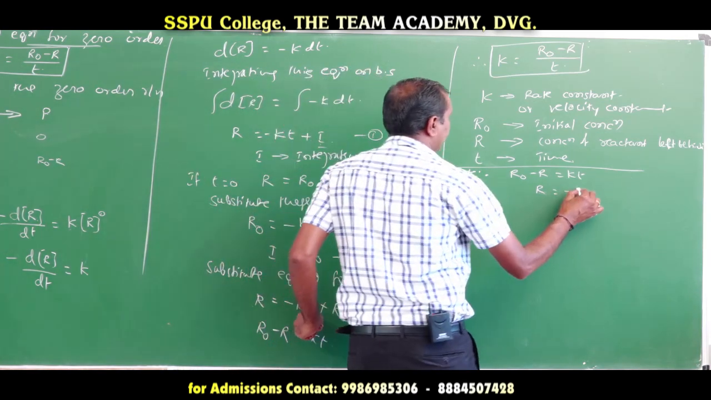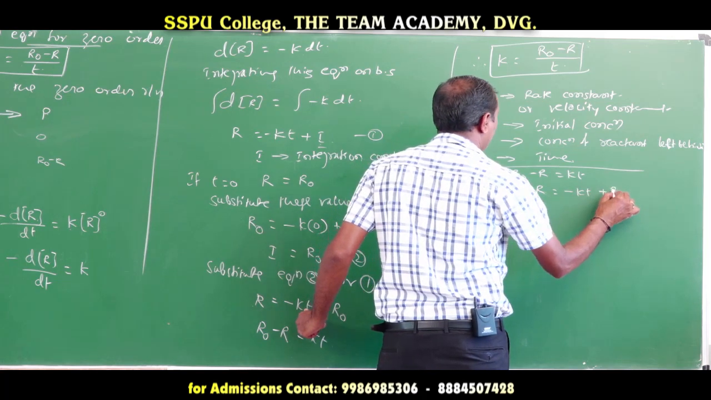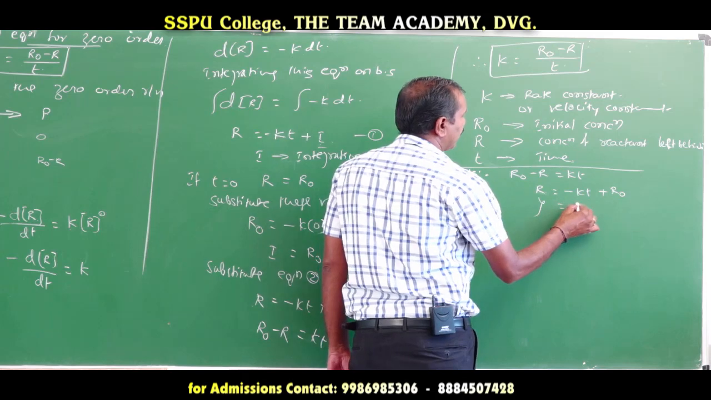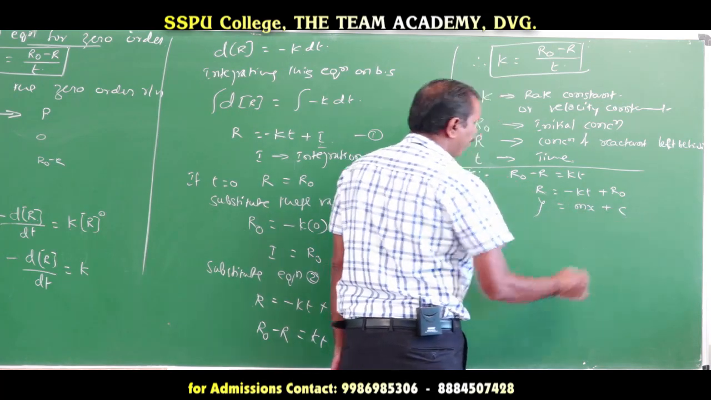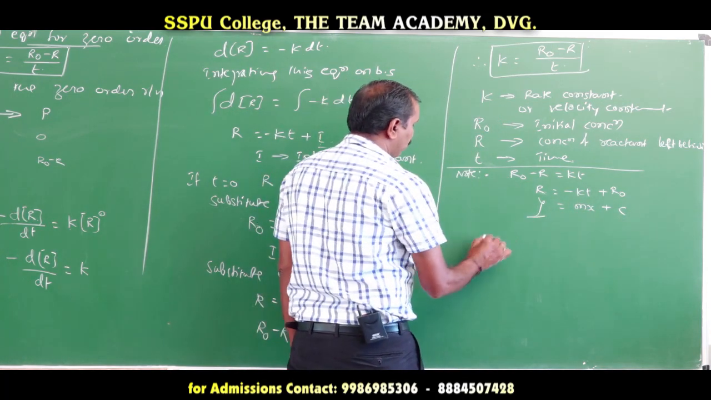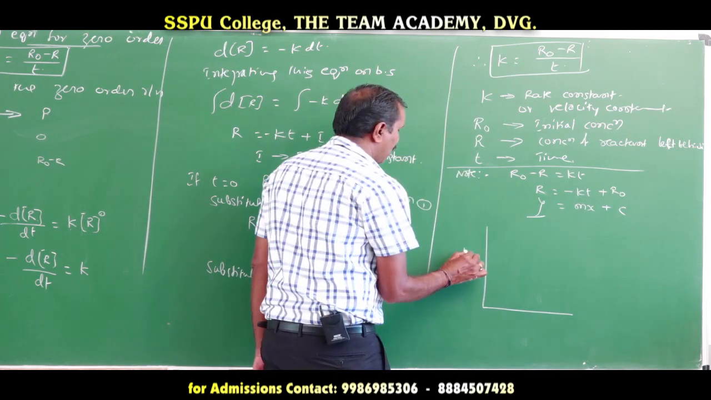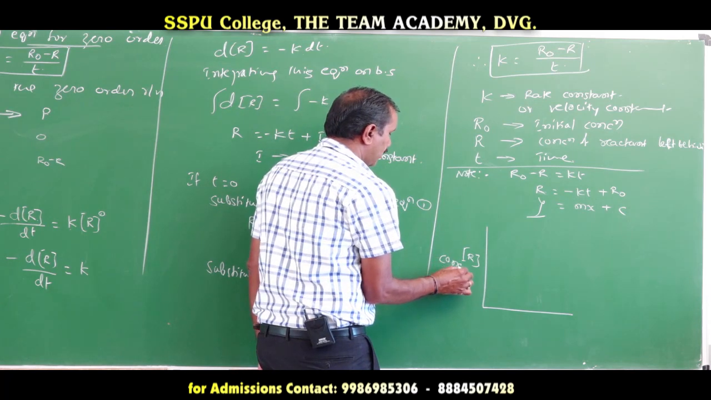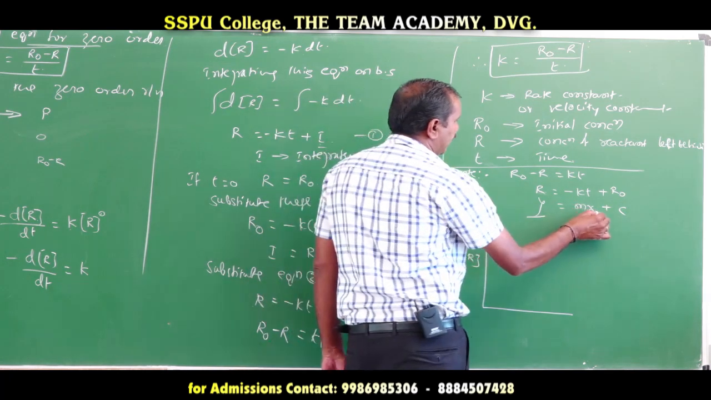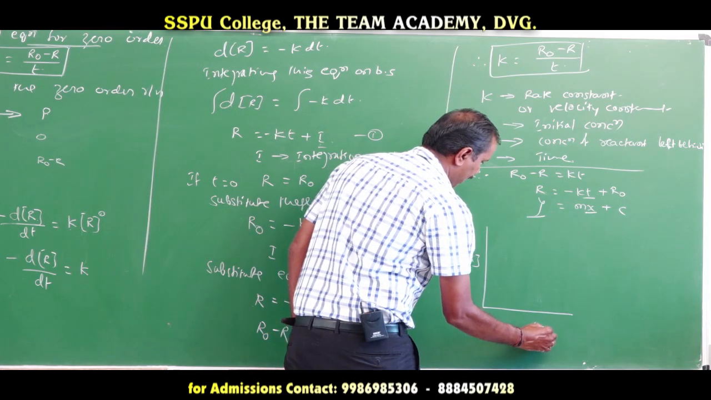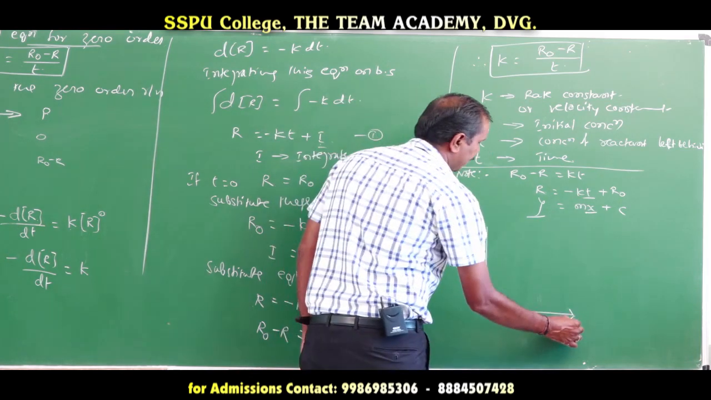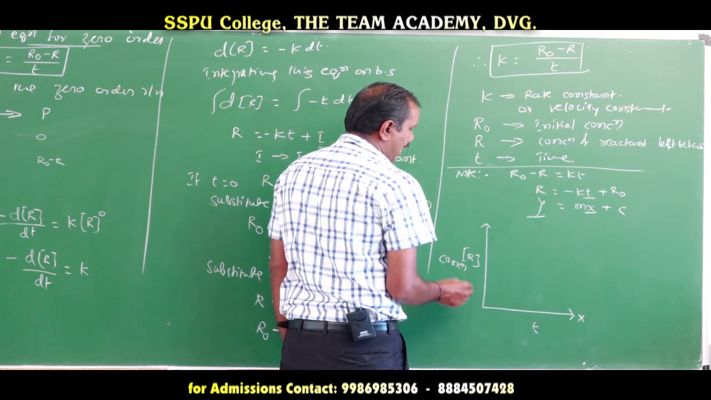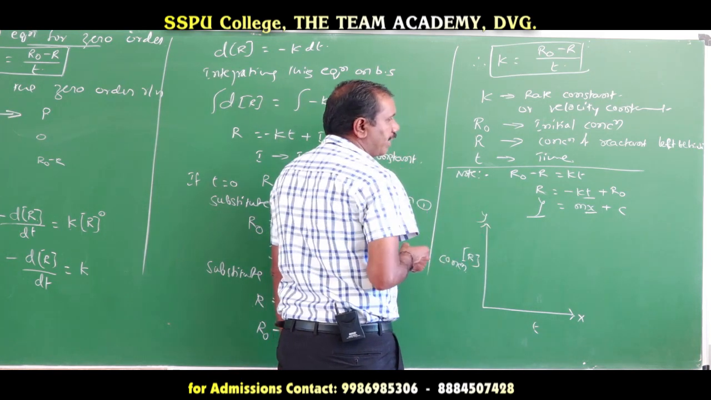minus Kt plus R naught. So this is modified to the straight line equation, y equals mx plus c. On the y axis you have to take the concentration of R, and on the x axis you have to take the time. So on the x axis is the time interval, and the change in the concentration of R with respect to time is on the y axis.